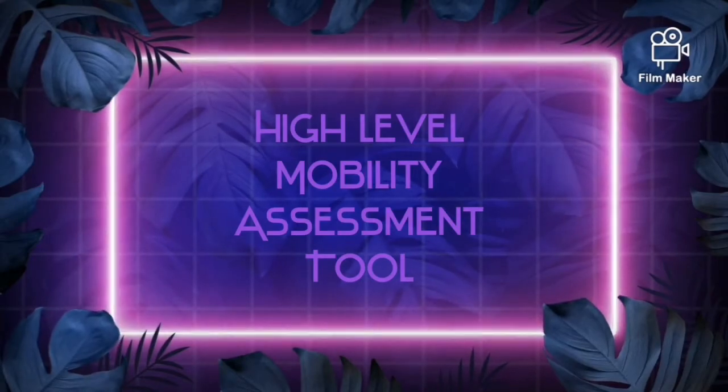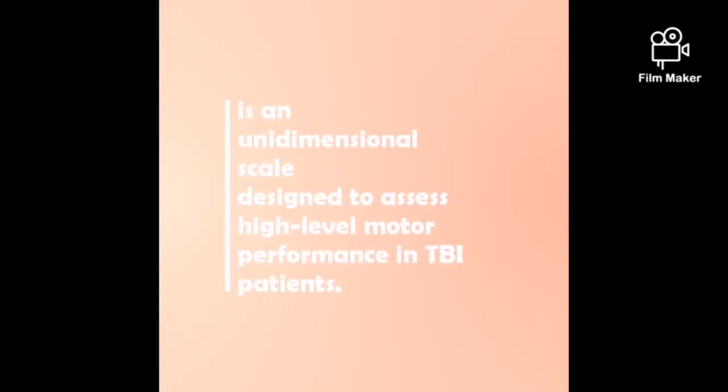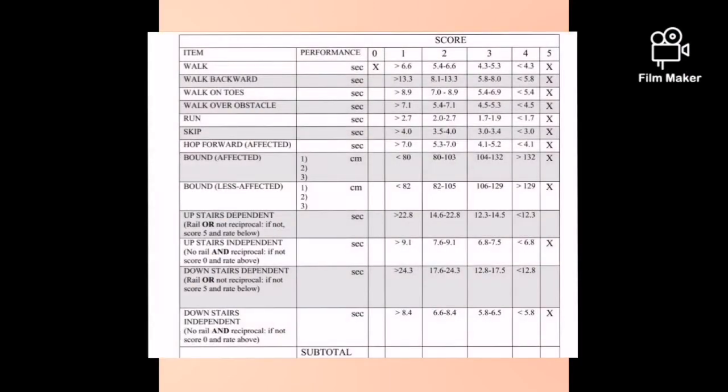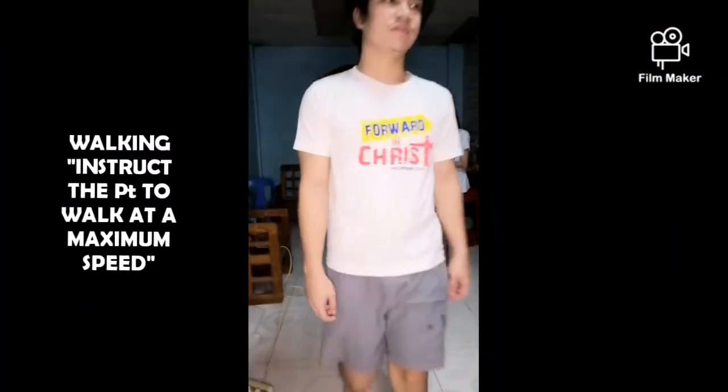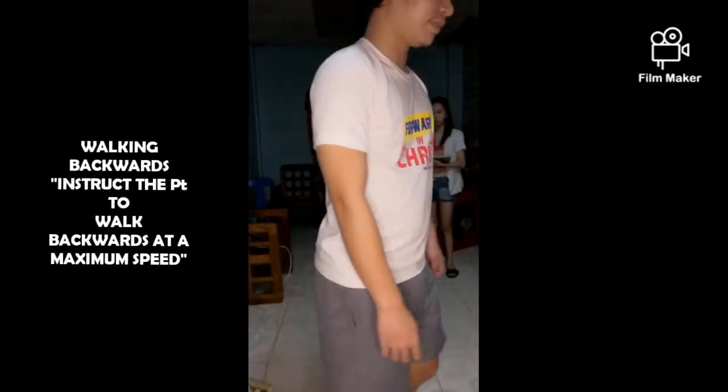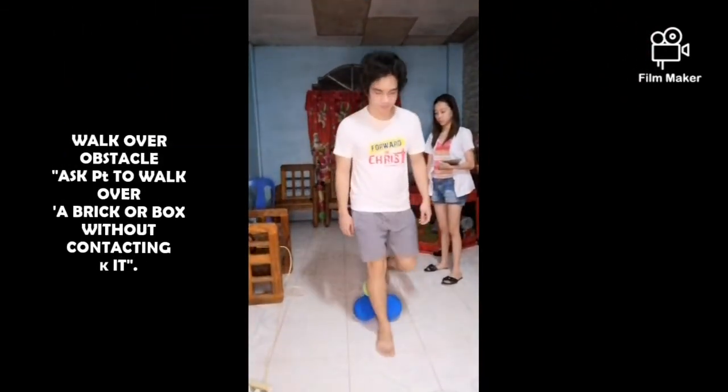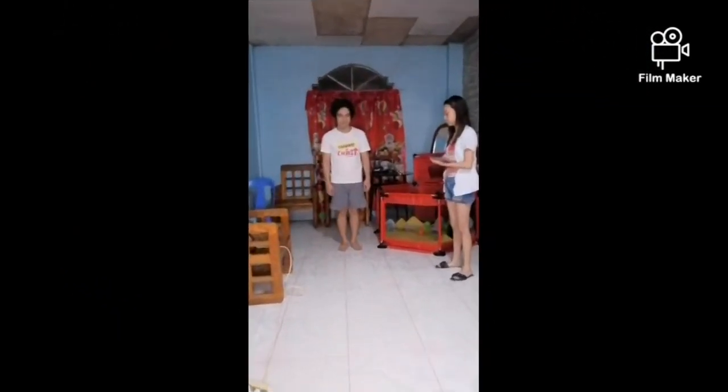High-level mobility assessment tool is a unidimensional scale designed to assess high-level motor performance in TBI patients. It has 13 items that assess a wide range of high-level activities. Walking. Instruct the patient to walk at the maximum speed. Walking backwards. Instruct the patient to walk backwards at the maximum speed. Walk over obstacle. Ask the patient to walk over a brick or box without contacting. Running. Ask them to run as fast as they can.